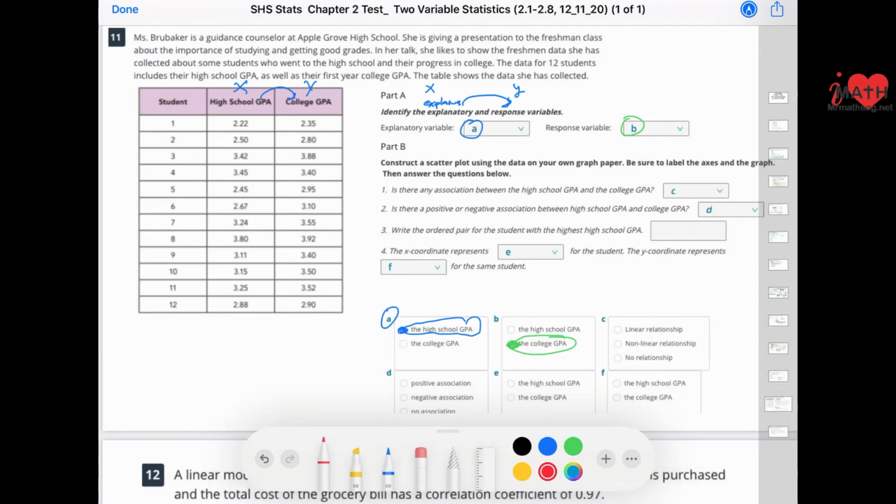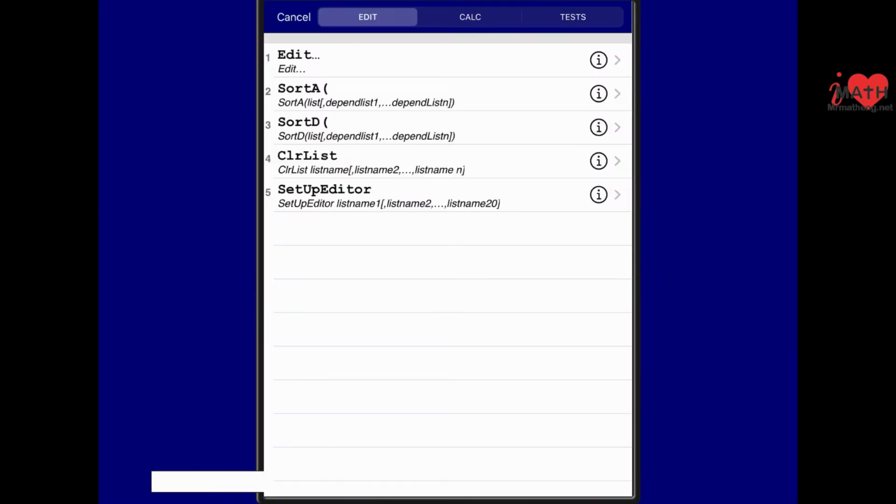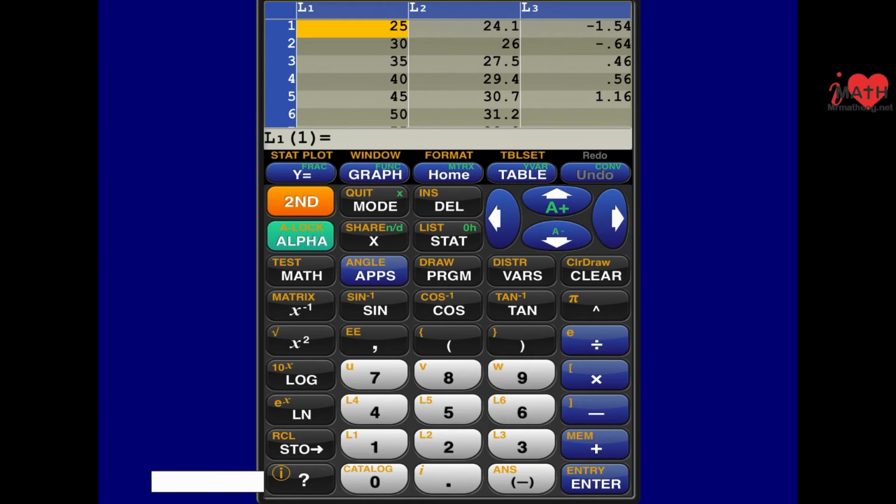Okay, construct a scatter plot using the data on your own graph paper. I mean, you can just put that into your calculator. Let me do that. Let's see if this thing doesn't crash on me. Just putting in all the numbers.